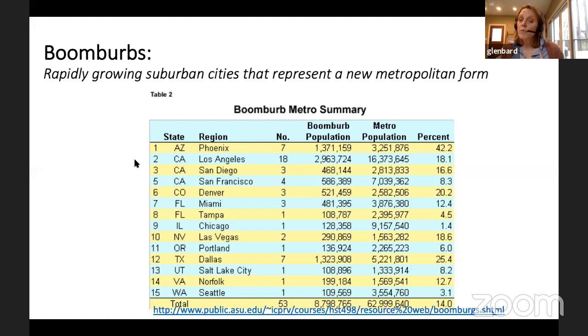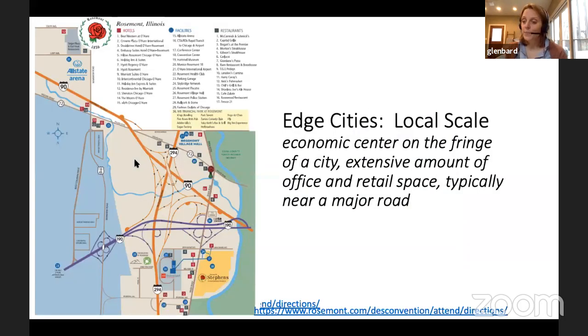We also see with boom burbs a ton of traffic congestion. We see more urban sprawl, taking over of that farmland and open space. The access to resources still has to be there, so how do we accommodate? Oftentimes what we see develop are edge cities. So what's an edge city? Well, crazy lady, it's an economic center on the fringe of a city, with an extensive amount of office and retail space, typically near a major road.